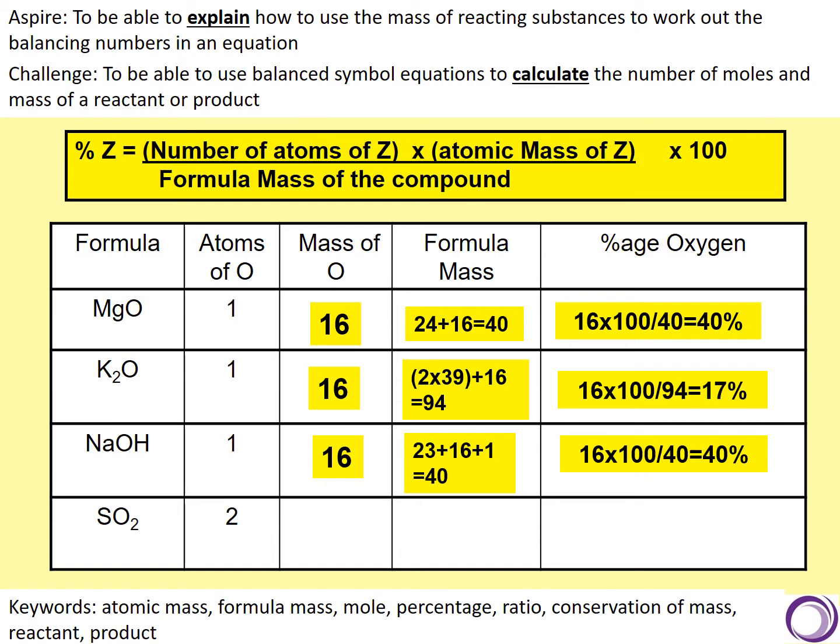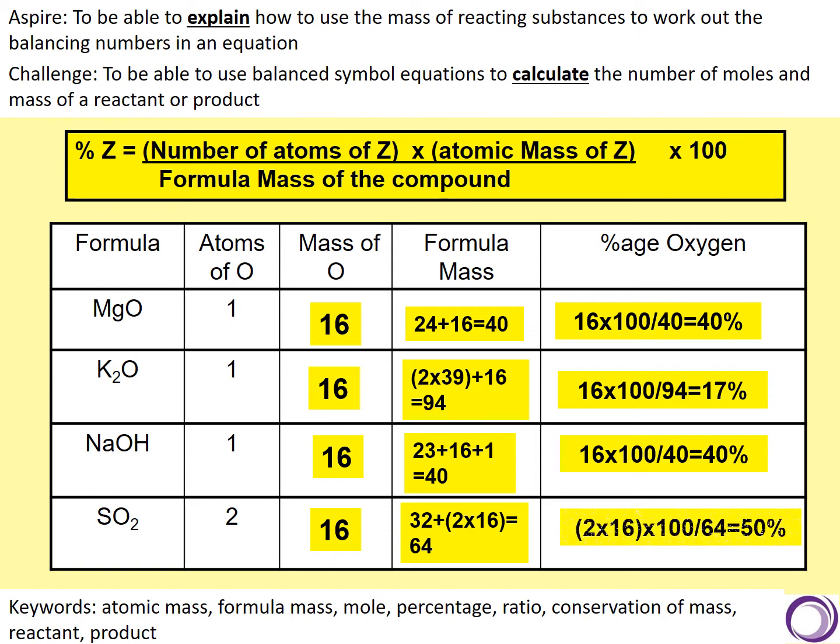The final one, we have got 2 oxygen atoms there. The mass of an oxygen atom is still 16, and the formula mass will be 32 plus 2 lots of 16, making a total of 64. But when we get to our calculation for the percentage of oxygen, we need to have the fact that it's 2 lots of 16, 2 atoms of oxygen, multiplied by the mass of the oxygen. We divide that by the formula mass of the compound, the 64, and then multiply it by 100, and it comes out as 50%. So hopefully you got all of those answers correct.